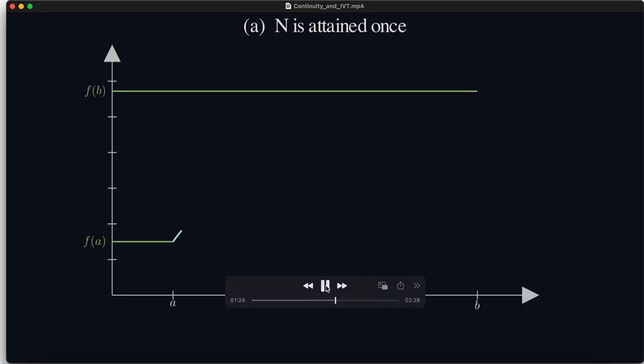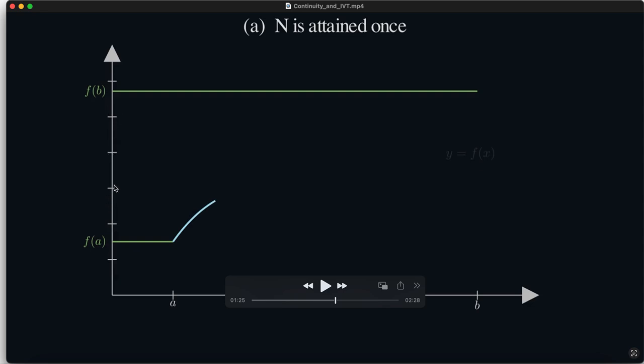So for example, here you have a function. Again, we assume it's continuous. Here's the height f of a. Here's the height f of b. And if I pick any point n, n could be anywhere between f of a and f of b. N is anywhere between these two values. So look at my cursor here. N is any value here.